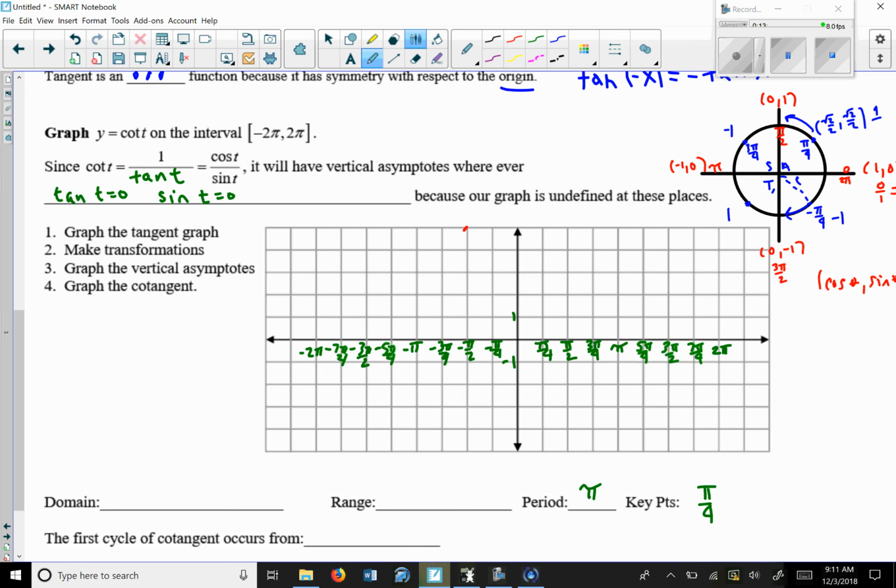So we know we have an asymptote at negative pi over 2 and pi over 2. And our tangent graph starts at 0. 1, this one would be negative 1, and we know our graph goes up. Okay, so I'm going to group all that together. So here's my tangent graph. So we know everywhere tangent is 0, we're going to have an asymptote. So that means I'm going to have an asymptote right here.